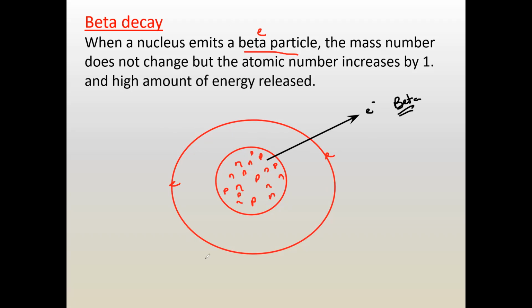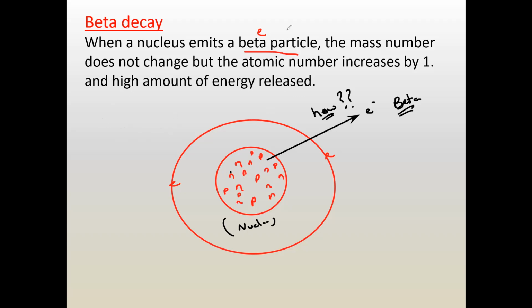But the question arises here: how can an electron come out from the nucleus if it is not there? As you can see, when we draw the nucleus of an atom, we don't draw electrons inside the nucleus. But in radioactive emission, we find that the electron is coming out from the nucleus. So how is this electron coming out if it is not there? The answer to this question is what actually happens in a beta decay.